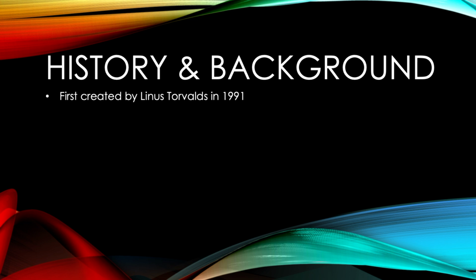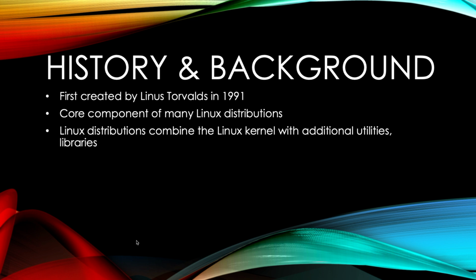So Linux is a free and open source Unix-like operating system kernel first created by Linus Torvalds in 1991. It is the core component of many Linux distributions, which are complete operating systems built around the Linux kernel and include various software packages such as utilities, libraries, and applications. Linux distributions combine the Linux kernel with additional software like utilities, libraries, and a graphical interface to create complete operating systems used for desktops, servers, and embedded devices.